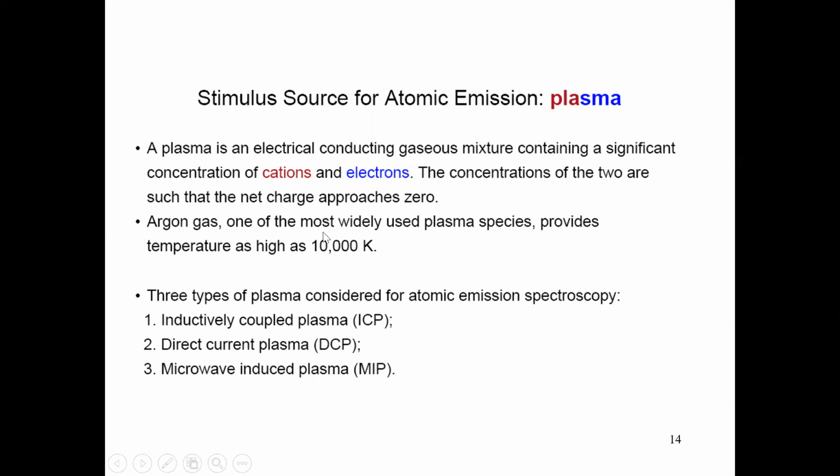So argon gas is one of the most widely used plasma species, and it provides a temperature as high as 10,000 K, that's around 5,500 degrees Celsius. There are three types of plasma considered for atomic emission. One is the common one, the inductively coupled plasma, ICP. The other one is the direct current plasma. The other one is the microwave induced plasma. Most of them have the word plasma.